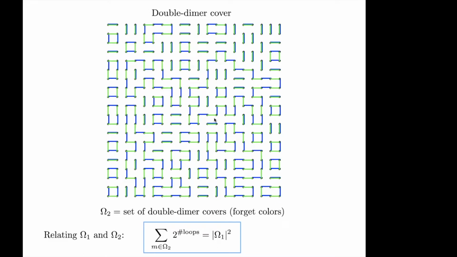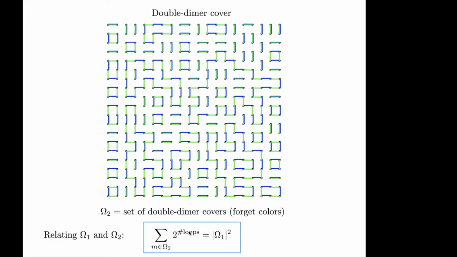So a double dimer cover is not quite the same thing as a union of two dimers. It's not an ordered pair of dimer covers; it's an unordered pair once you forget the coloring. Let's call omega sub 2 the set of double dimer covers. It can be related to the number of ordered pairs of single dimer covers, which is omega 1 squared. It's the sum over double dimer covers of 2 to the number of loops. So it's a model of loops on the graph where every loop gets a factor of 2.